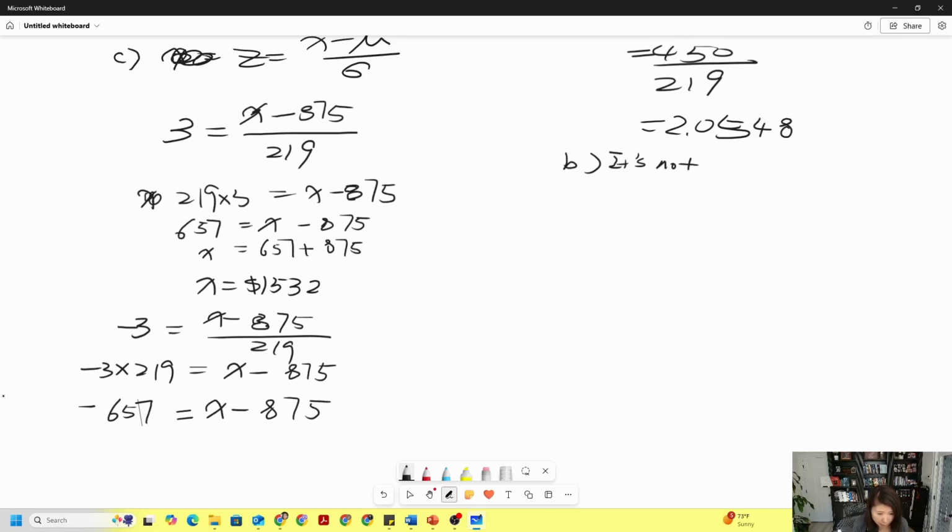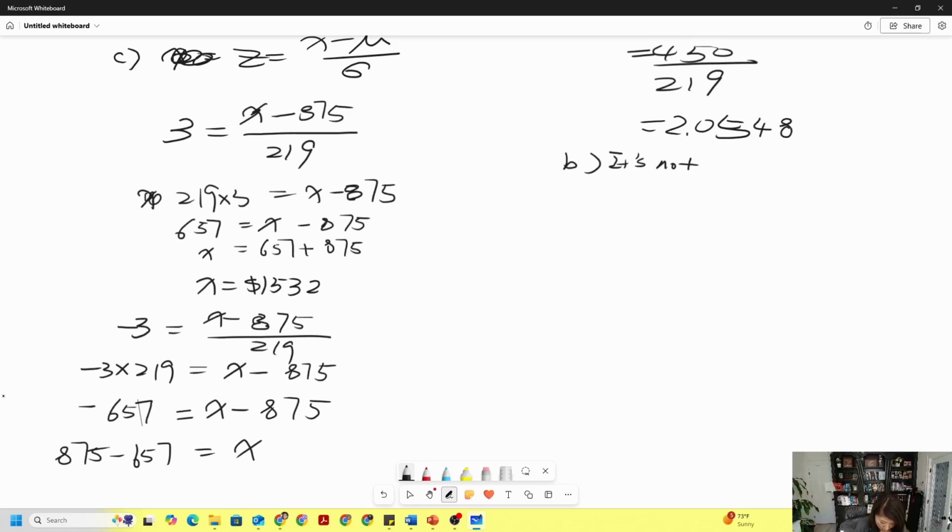And if both sides plus 875, this will be 875 minus 387 equal to x, right? So then this is going to give us 875 minus 387, which gives us 488. So similarly, on the other side, we will have an extremely small value if the rent is cheaper than $488. Okay, so that's the answer for the practice question.